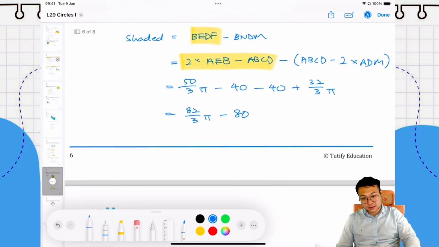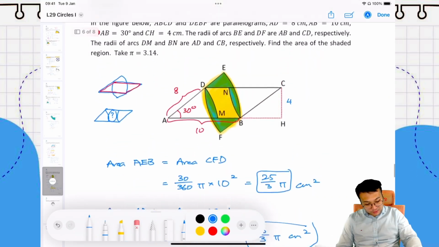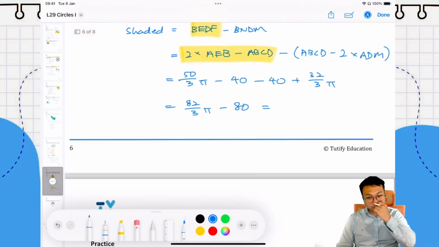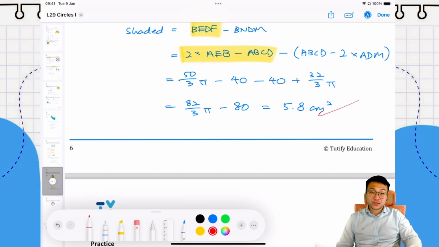But if you have a calculator... Wait, is it 3.14? Yes, pi equals 3.14. So for this question, pi equals 3.14. If you have a calculator, you type it in, and you'll get the answer 5.8 cm squared. There you go. Okay, so this is how you visualize it.